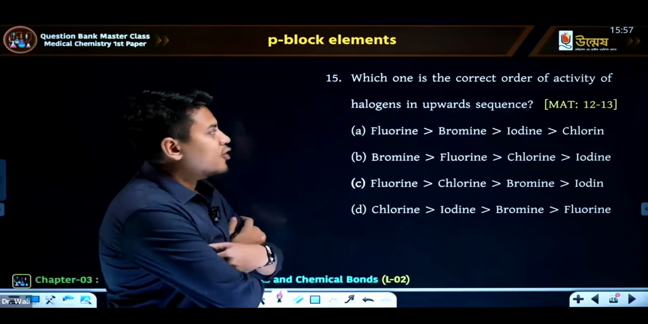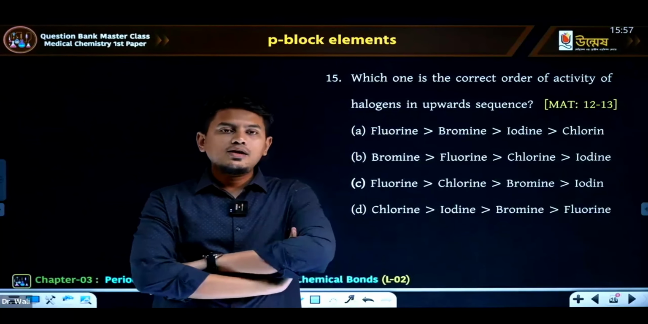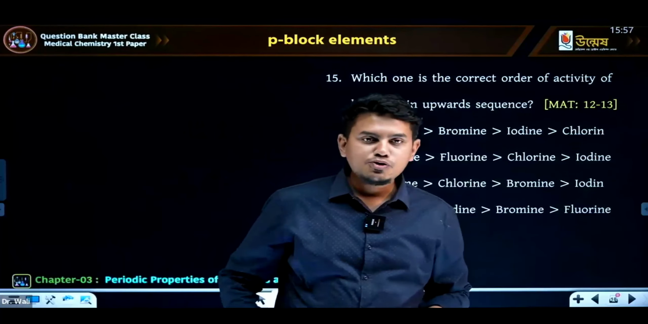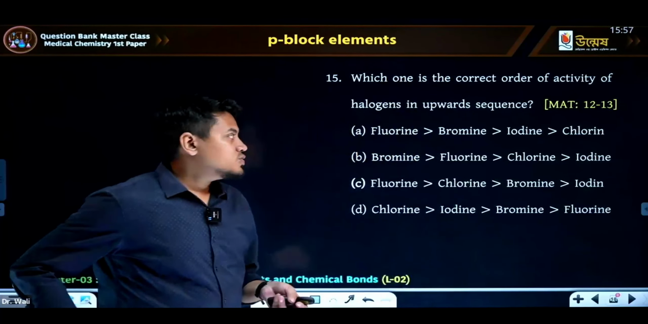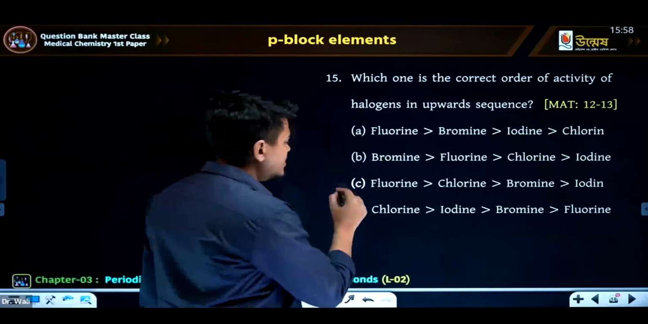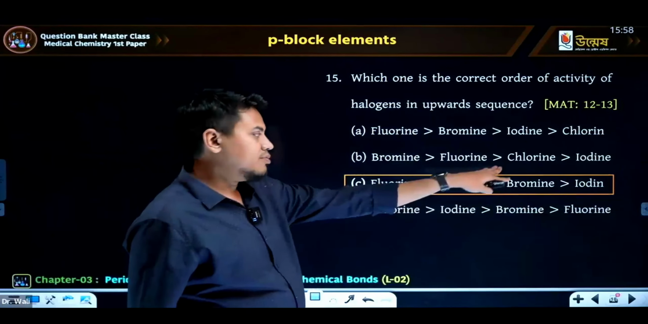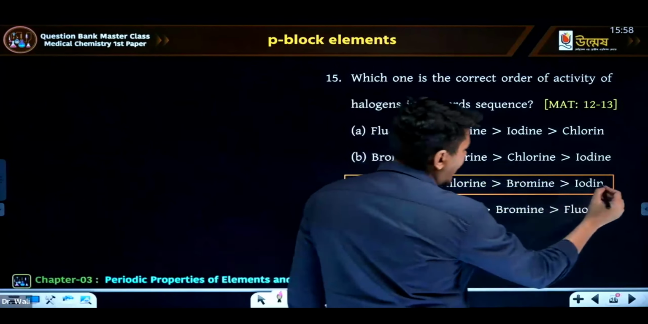Okay, which one is the correct order of activity of halogens in upward sequence? In case of halogens, we know the order fluorine, chlorine, bromine, iodine, and from top to bottom their electronegativity decreases. So fluorine will be the most reactive. In this way, we can state that fluorine will be more reactive than chlorine, chlorine more reactive than bromine, and bromine more reactive than iodine.